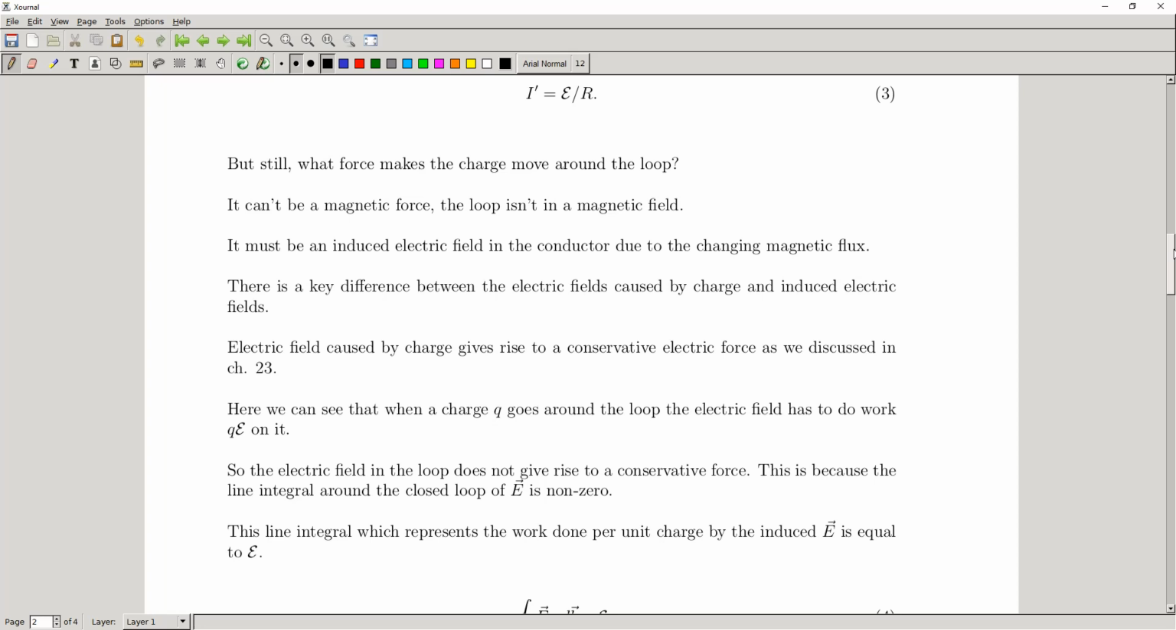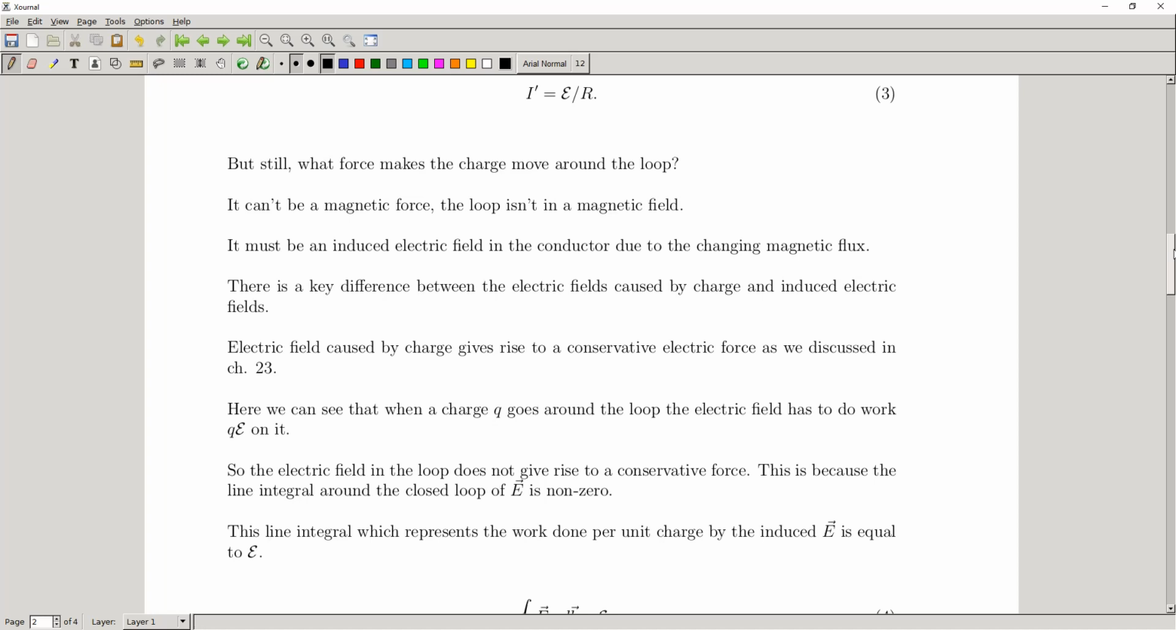So what's kind of left, right? Well, it must be that there's an induced electric field in this conductor due to the changing magnetic flux, right? And so I'm going to try to slow down a little bit here. I know sometimes maybe I go a little too quickly through some of this stuff, but this is really one point where I want to take an extra second. It's kind of subtle, right? So how do we know that there's an induced electric field?